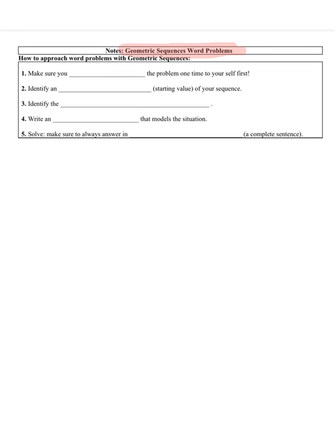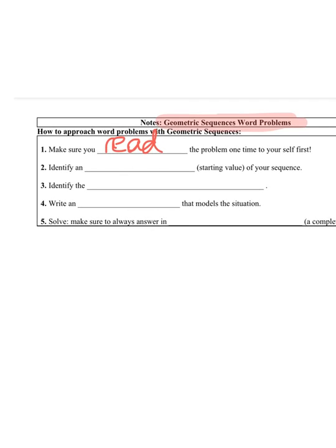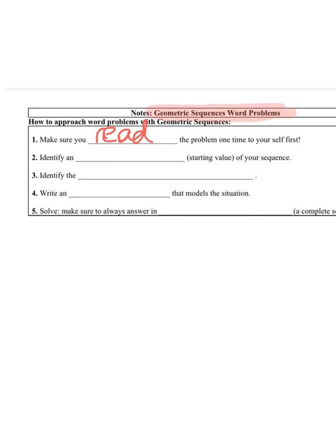So, of course, you want to make sure that you always read the problem to yourself one time first. I'm actually going to make this a little bigger. After that, you want to identify an initial value or a starting value for the sequence. That's the natural next step. Get that initial value. Then you want to identify that common ratio. And remember, this is the number that you multiply by to get from term to term in the sequence.